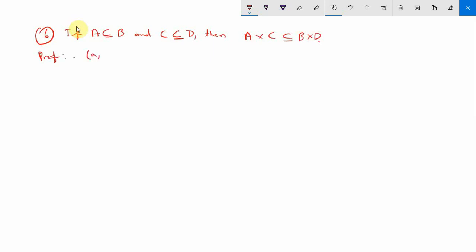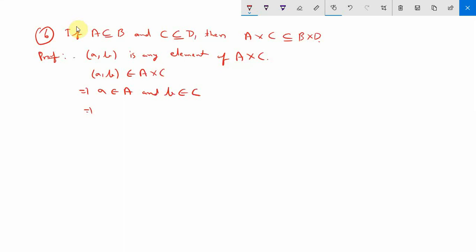So again we will consider an ordered pair (a, b) that is any element of A × C. So we can write (a, b) is an element of A × C, and this we may write a is an element of set A and b is an element of set C. So a is an element of set B as set A is a subset of set B. If a is an element of A, it will also be an element of B.